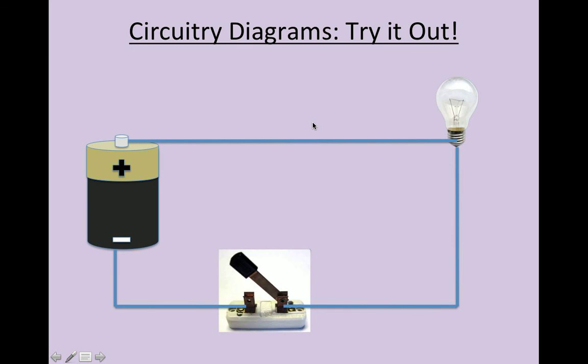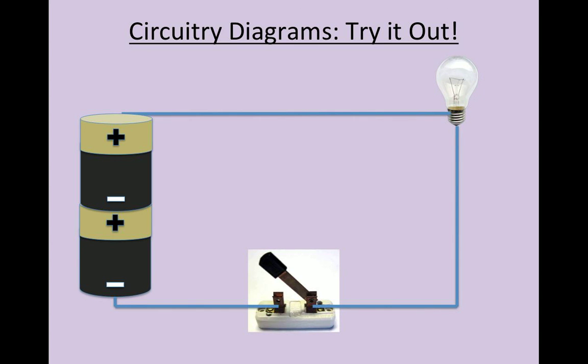Here's circuit diagram number 3. Try this one out. Notice it has a switch in it. I don't have a sample of what this one looks like. Just pause the video, try it out on your practice. We'll look at it tomorrow. And here's a little wrinkle in it. This is circuit diagram practice number 4. It's got 2 batteries in it, a bulb and a switch. Go ahead and try to replicate this as a circuit diagram.